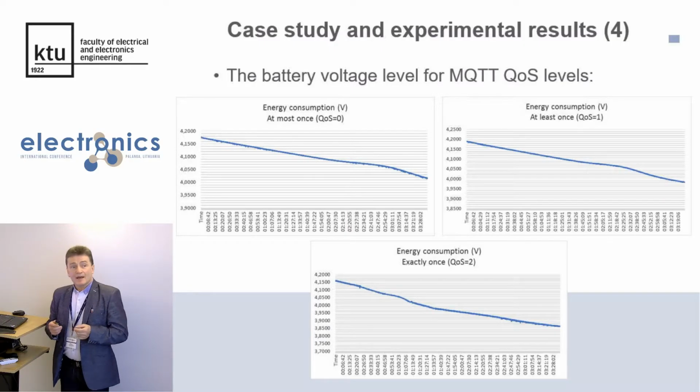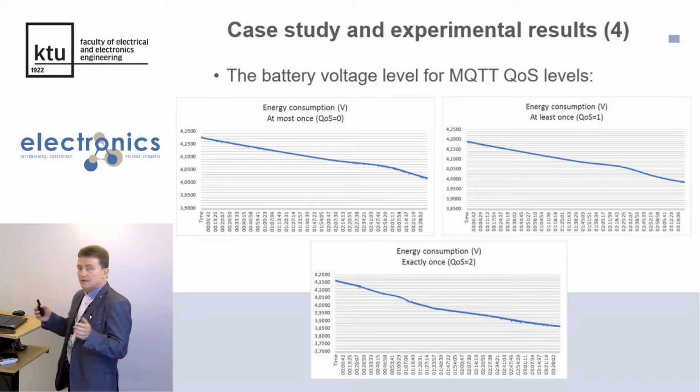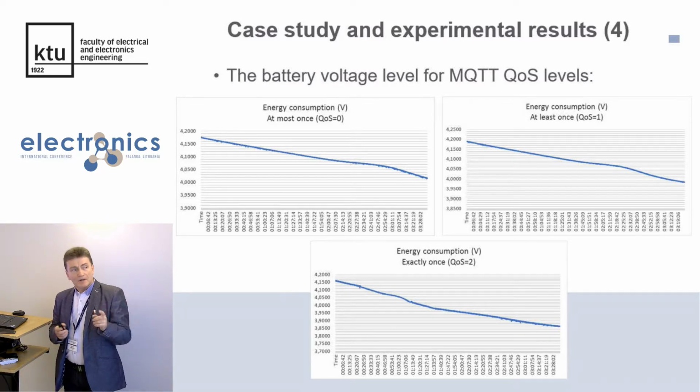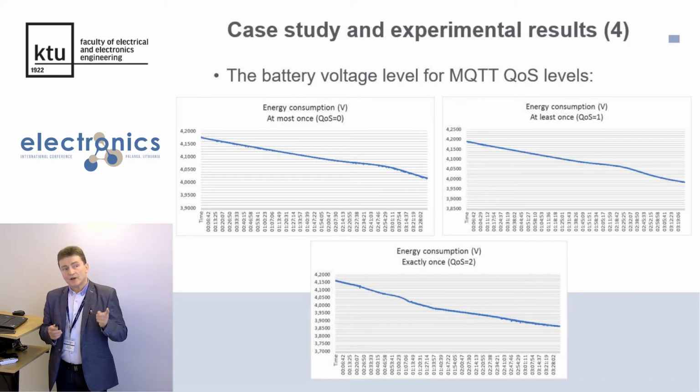And then the battery was again charged, and we repeated the second step for the other quality of service, and so on. And then we found out the decrease of battery voltage, as you can see here, for every quality of service, and that's why the conclusions were made.